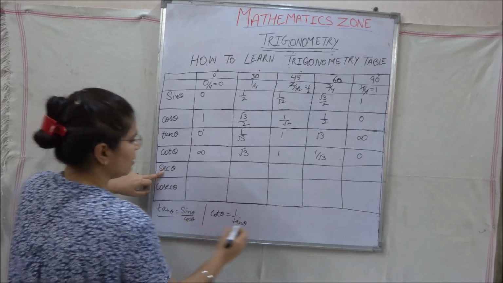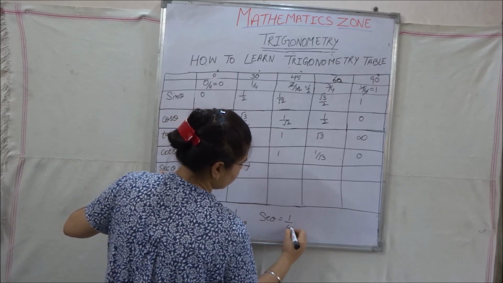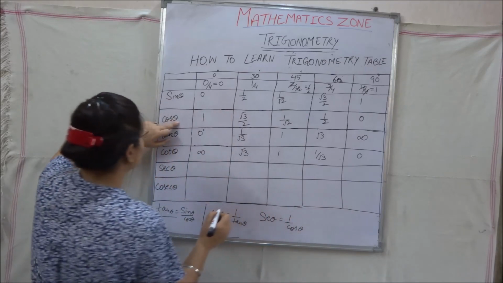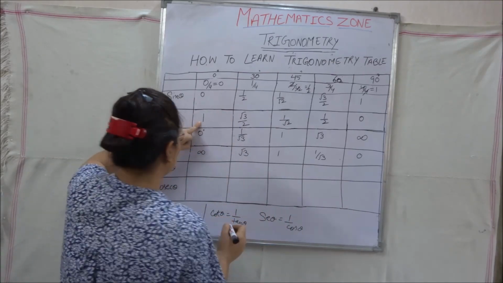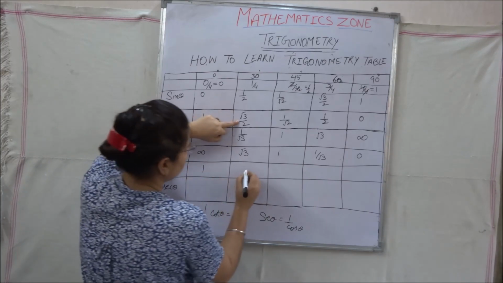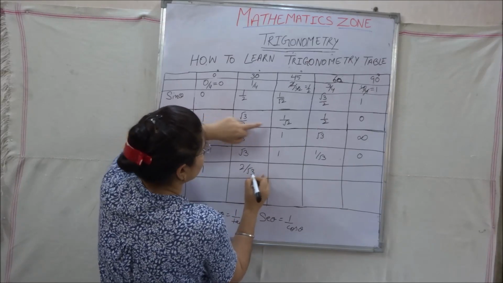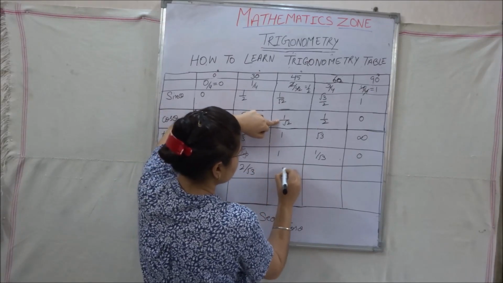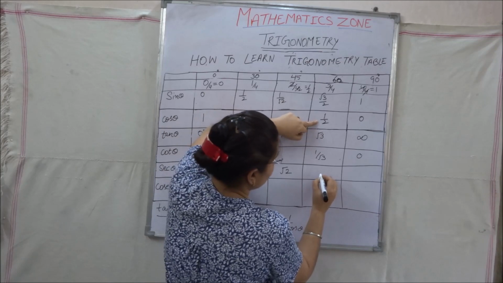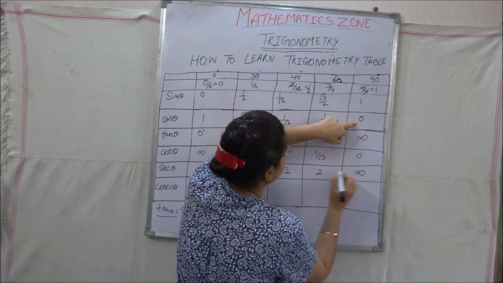Now secant theta. Secant theta is the reciprocal of cos theta. So we just take the reciprocal of the values of cos theta. Reciprocal of 1 is 1. Reciprocal of root 3 upon 2 is 2 upon root 3. Reciprocal of 1 upon root 2 is root 2. Reciprocal of 1 by 2 is 2. Reciprocal of 0 is not defined.